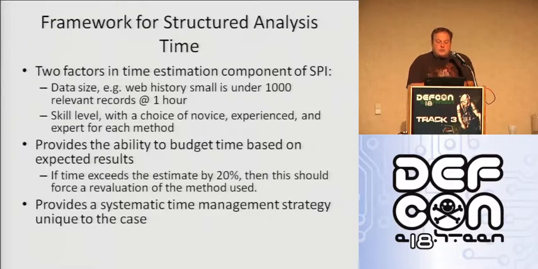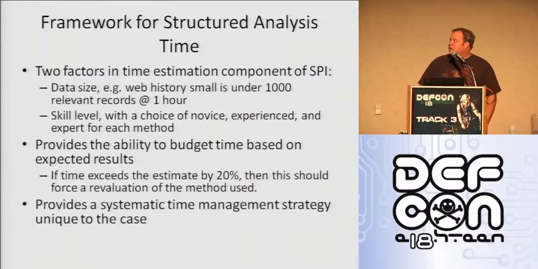So there's two factors in the time estimation, right? There's the data size. If you get a huge amount of data, I need to be able to account for that in the SPI, because that goes to the machine time in a lot of cases. But then there's a skill level. And like I said, the skill level comes into determining what is the right tool for the right job, or knowing the limitations and saying, this web history doesn't even know about Chrome. Why am I going to bother with that?